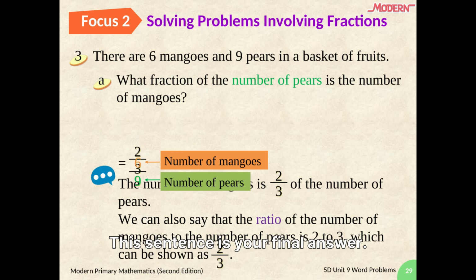This sentence is your final answer. It ties the math back to the fruit. To tackle ratio problems, always simplify your fraction first. The simplest ratio is usually what's expected in your final answer. 2 to 3 is easy.